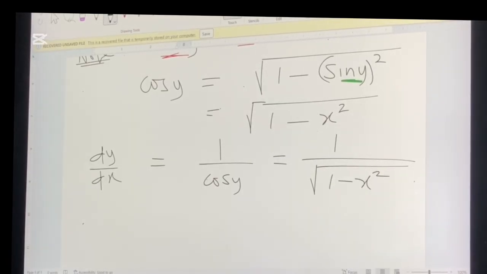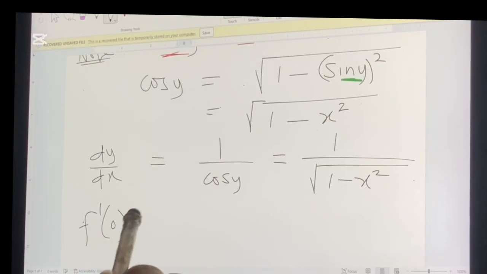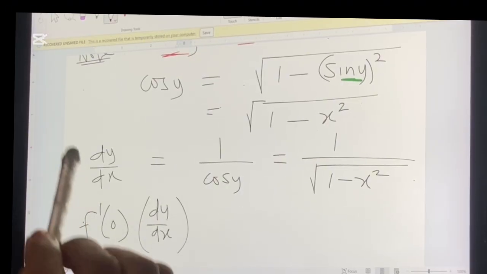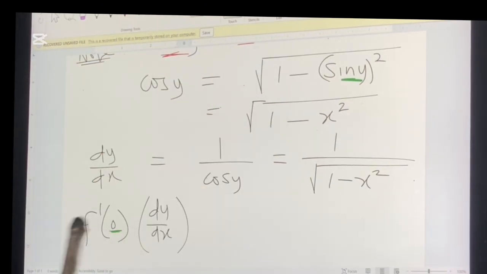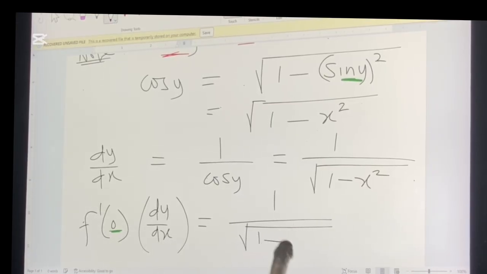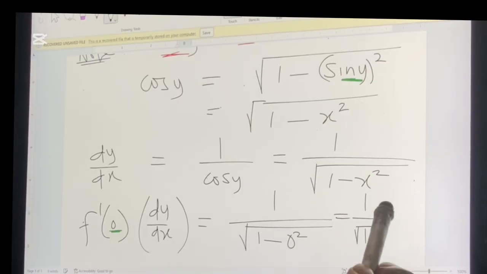But we are given the value of s from the equation. Remember this, that f prime of 0 is the same as dy over ds. So this f prime of 0 means that the value of s is equal to 0. So when you replace that, this will be equal to 1 over square root of 1 minus 0 all square. And 0 all square is 0. So 1 minus 0 is 1. I will have it to be 1 over square root of 1, which is equal to 1.